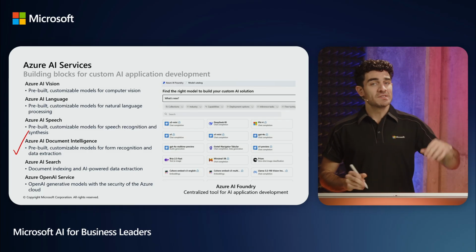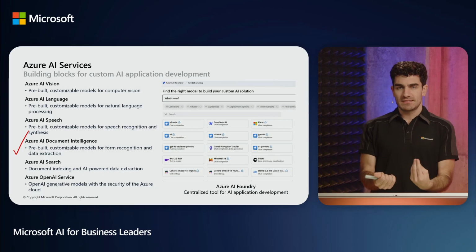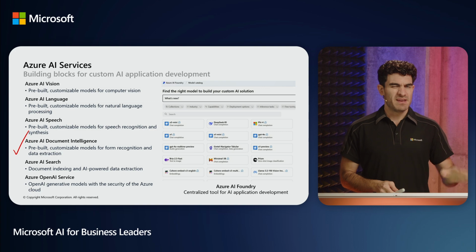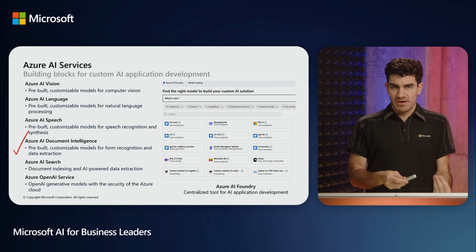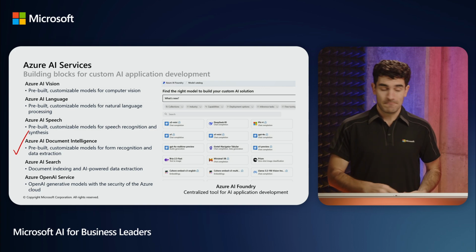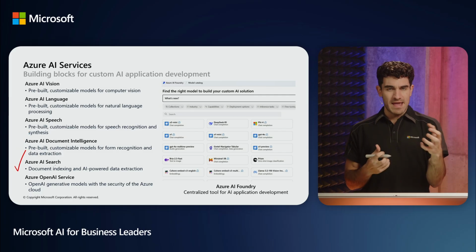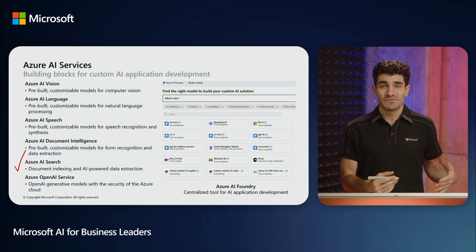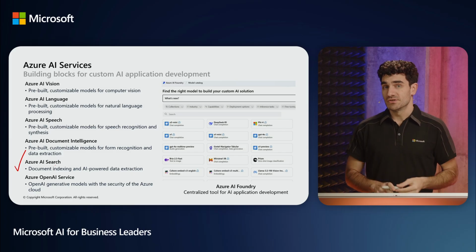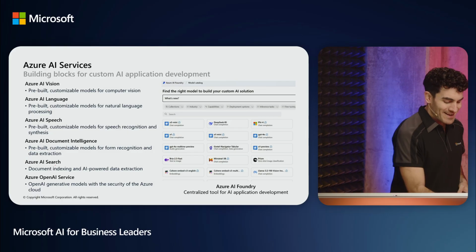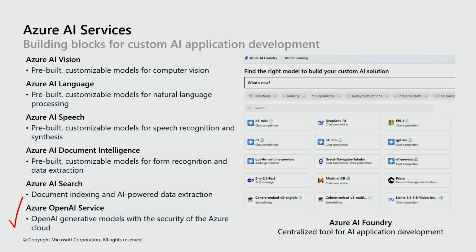Documents, we didn't forget about those. Azure AI Document Intelligence automates the extraction of information from forms, PDFs, and invoices, reducing the amount of time that's spent on manual data entry. Then we have Azure AI Search. This combines indexing and AI-powered retrieval to make it easy to surface the relevant content from wherever it is across your organization. Of course, the Azure OpenAI service brings the power of generative AI, including the latest GPT models, directly into the Azure ecosystem with the added security and compliance and scalability of the Azure cloud.